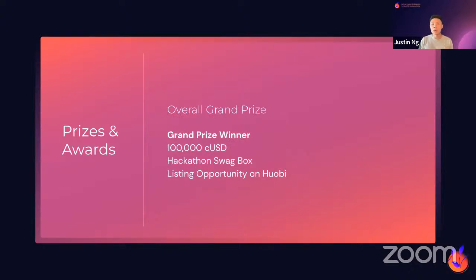And of course, we have also introduced an overall grand prize. The team who wins the grand prize will be walking away with 100,000 CUSD, similarly with a Hackathon swag box and a listing opportunity on Huobi exchange.